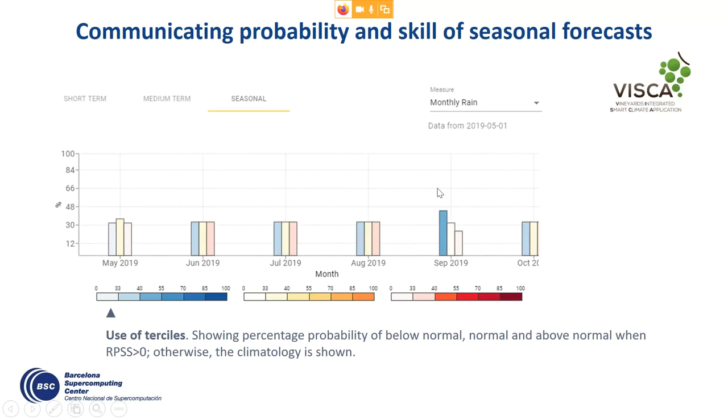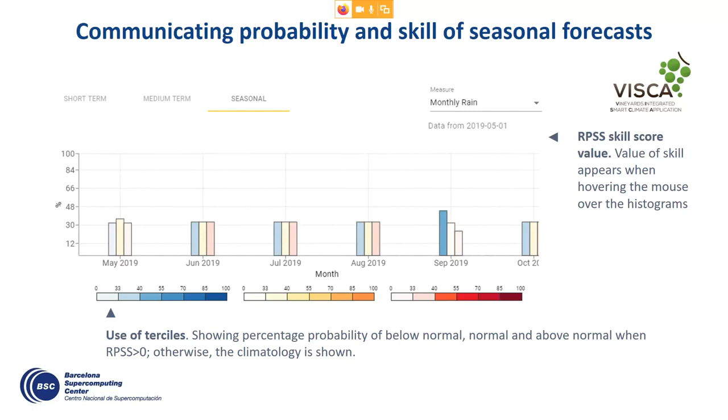And for the other months, because the prediction had skill, you can see that the probability for each tercile is different. And then to show the skill, also they are using the RPSS. But in this case, the value of skill appears when the user is hovering over the plots. Now you cannot see it because they provided me just with a screenshot, so it's not dynamic, but it's there.